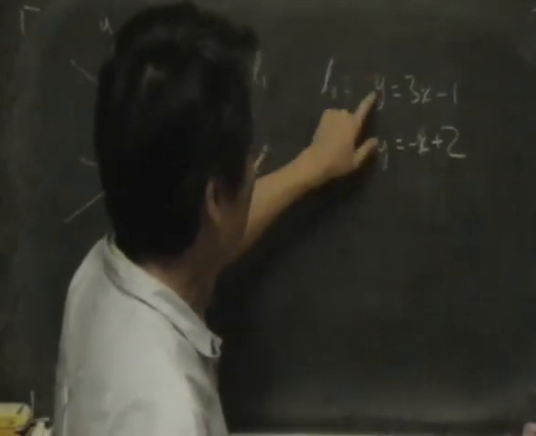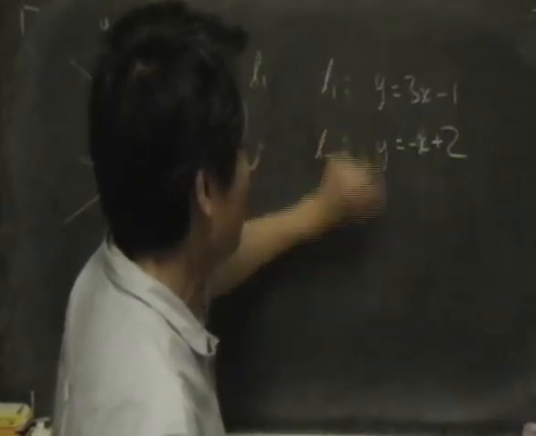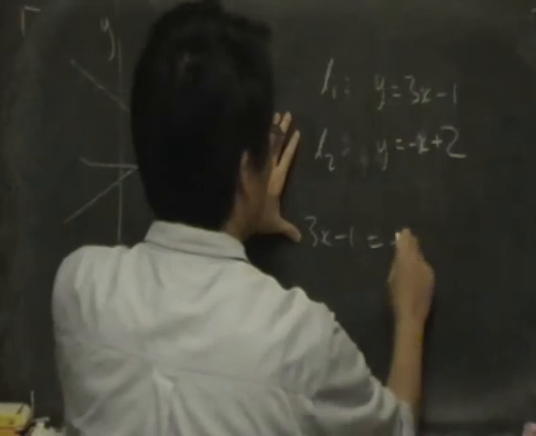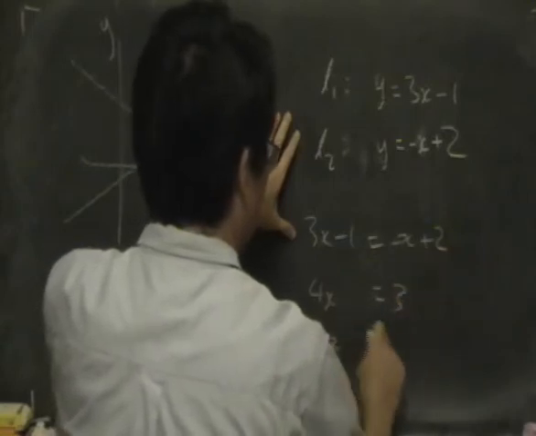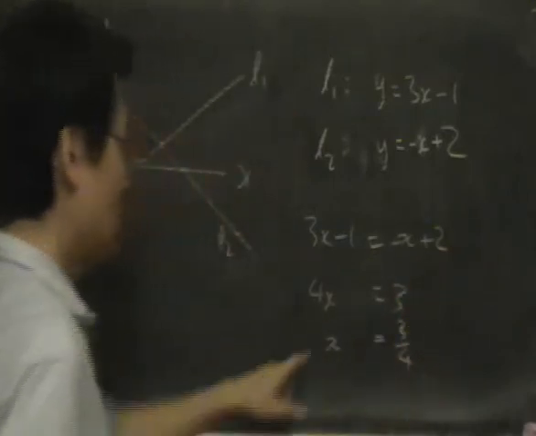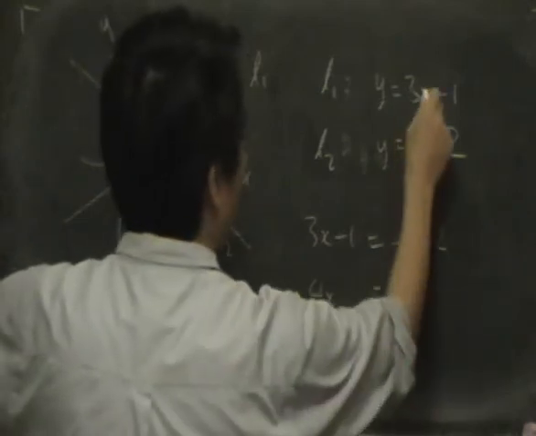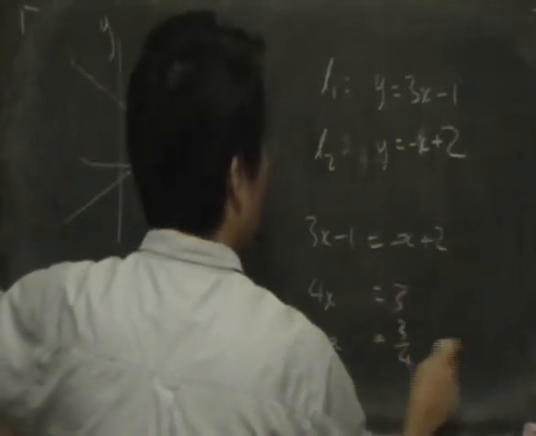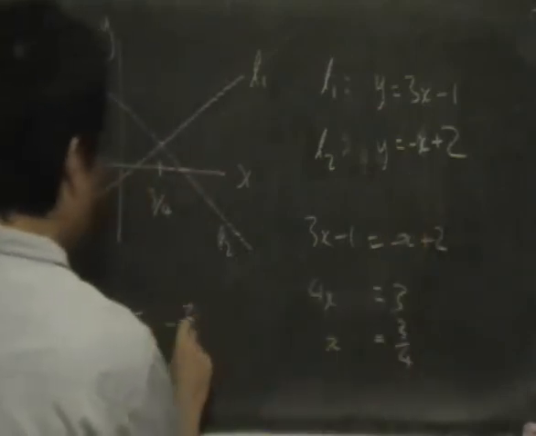So if we have these two equations and the y's are the same and the x's are the same, since I already have y as the subject, I can say that this is equal to this. So 3x minus 1 is equal to minus x plus 2. Bring the x over, bring the 1 over, and x equals 3 over 4. So now I have the x coordinate of that point. So that's 3 over 4. And then I can find the y coordinate. So let me sub this into here. So for the L2 equation, y is therefore minus of this plus 2.